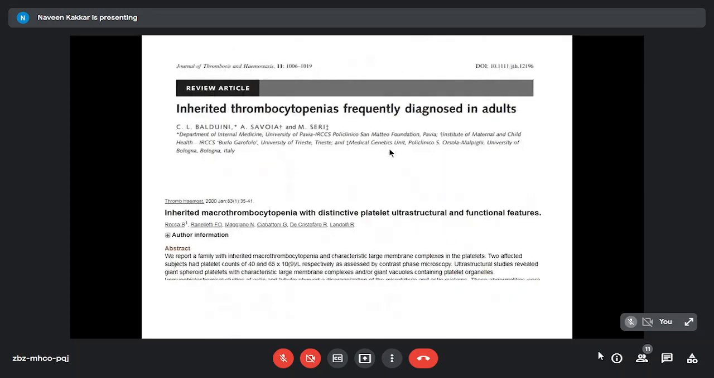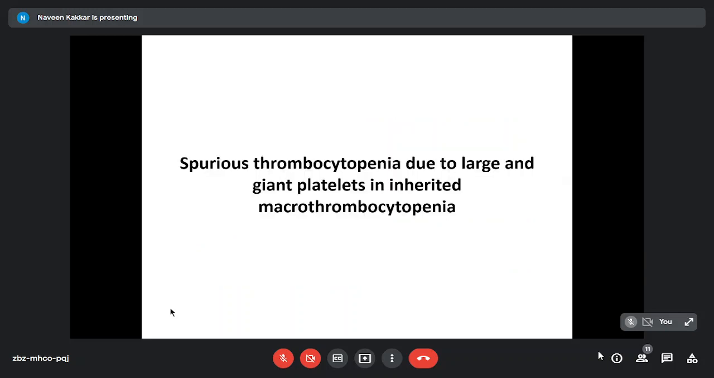So what is this condition? This is macrothrombocytopenia. Macro for large, thrombocytopenia obviously. Inherited thrombocytopenias are an underdiagnosed condition, but Bernard-Soulier is one of them. There are lots of other syndromes, Mediterranean macrothrombocytopenia, Fechtner syndrome, and so on. And a lot of them are associated with the MYH9 gene anomaly. So what was this? This is spurious thrombocytopenia due to large and giant platelets in inherited macrothrombocytopenia. Like I said, please read about this condition. It is underdiagnosed, but it's being picked up more and more in India now.